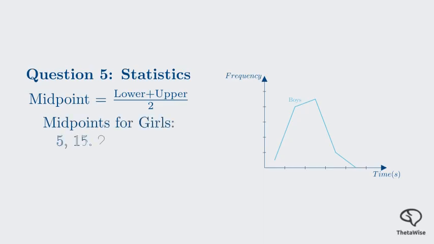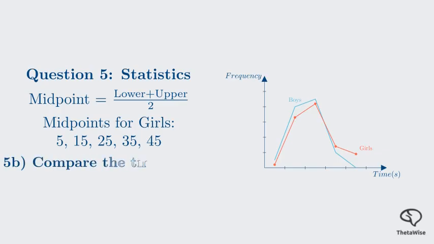For the interval 0 to 10, the midpoint is 5. For 10 to 20, it is 15. Then 25, 35, and finally 45 for the last interval. Now, we plot these midpoints against the frequency provided in the table: 2, 33, 42, 14, and 9. We connect these points with straight lines. It is helpful to label this line girls, so we don't get confused.